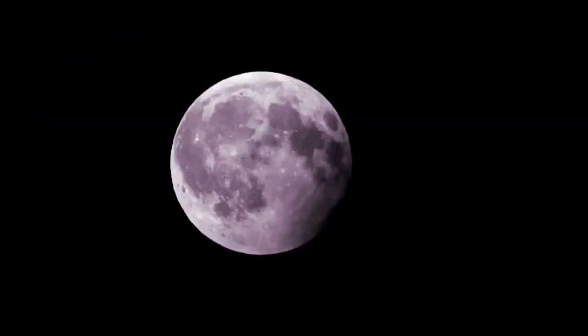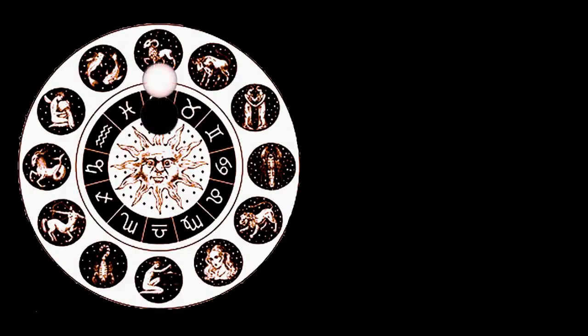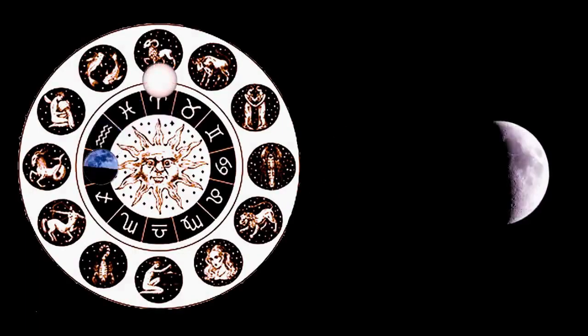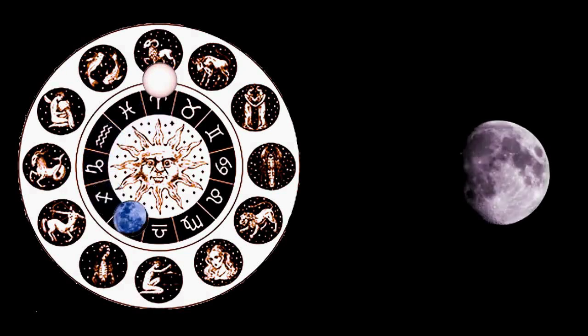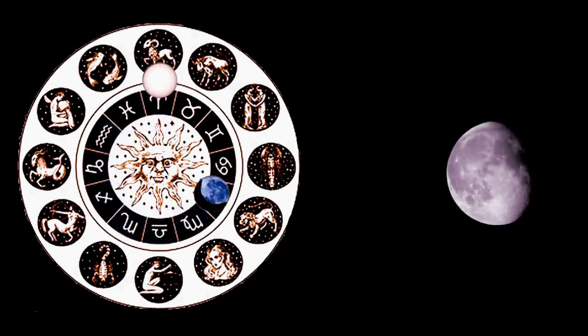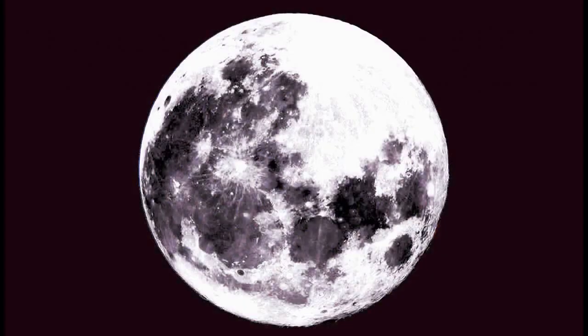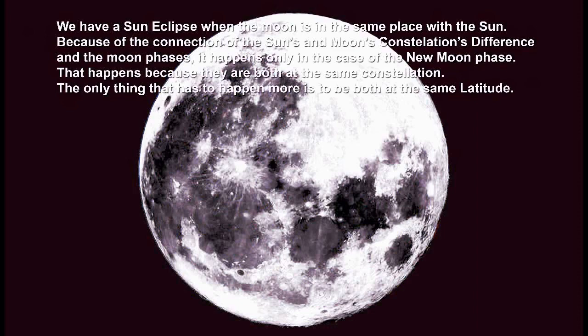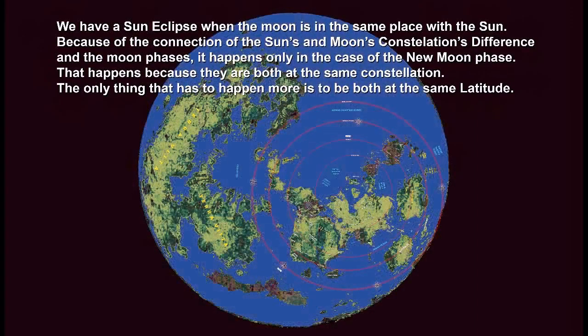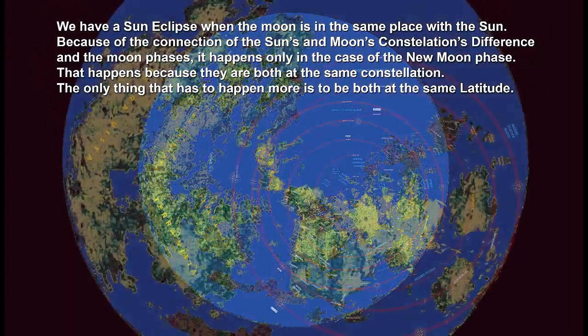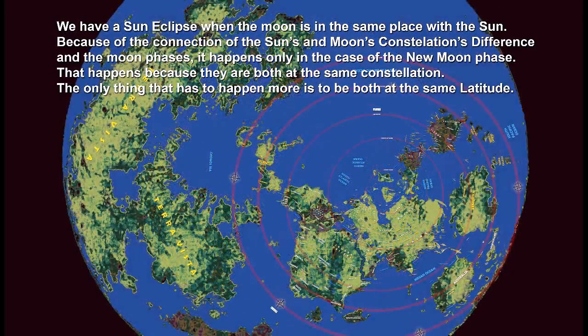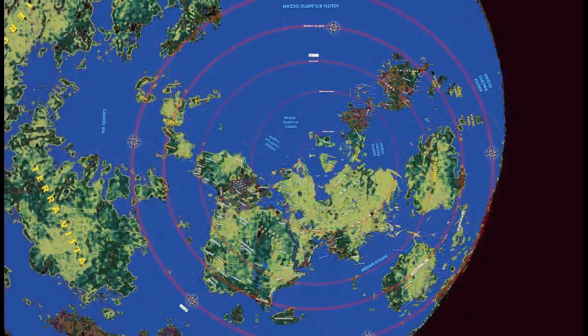Sun eclipse. A Sun eclipse happens only when we have a new moon. The Sun and the Moon are in the same constellation only every new moon. That means that they are in the same direction for the observer. The only thing that has to happen more is for the Sun and the Moon to be at the same circle of latitude during their own individual spiral motion.